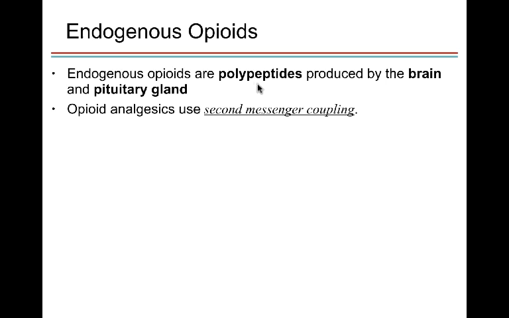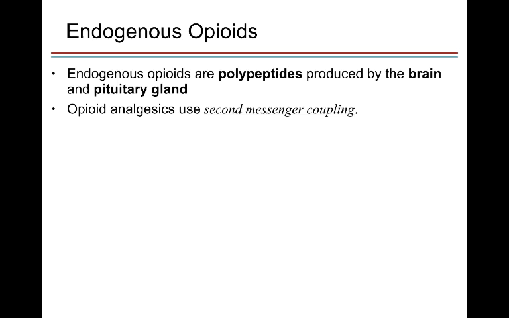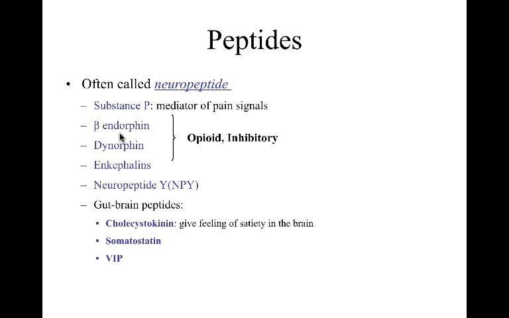These opioids are produced inside the brain and also inside the pituitary gland. They use a second messenger to function. In other words, the receptor and channel are not the same thing. It's metabotropic. The next neuropeptide is called neuropeptide Y, or NPY. Neuropeptide Y deals with appetite.